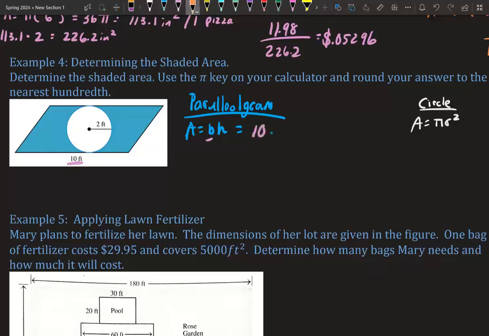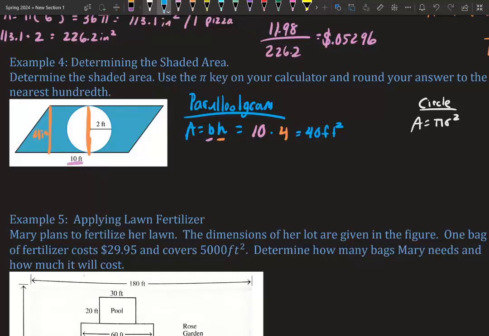However, the height's a little more tricky because this is what represents the height. Now, if you look, that's the diameter of the circle. If the radius is 2, the diameter is 4. So our height is 4 inches. So 10 times 4, we get 40 feet squared. Feet is the terms we're using.